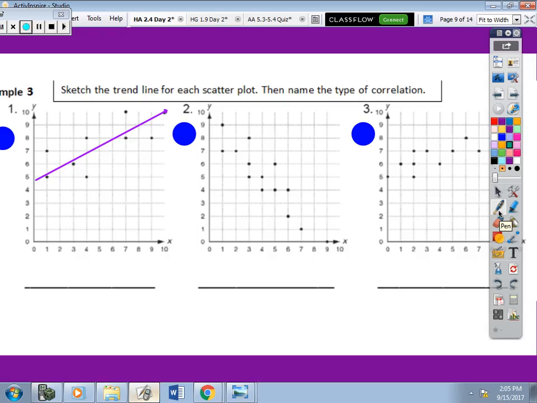What type of correlation would we call this? Dark? I would call it a weak positive. It's clearly positive.